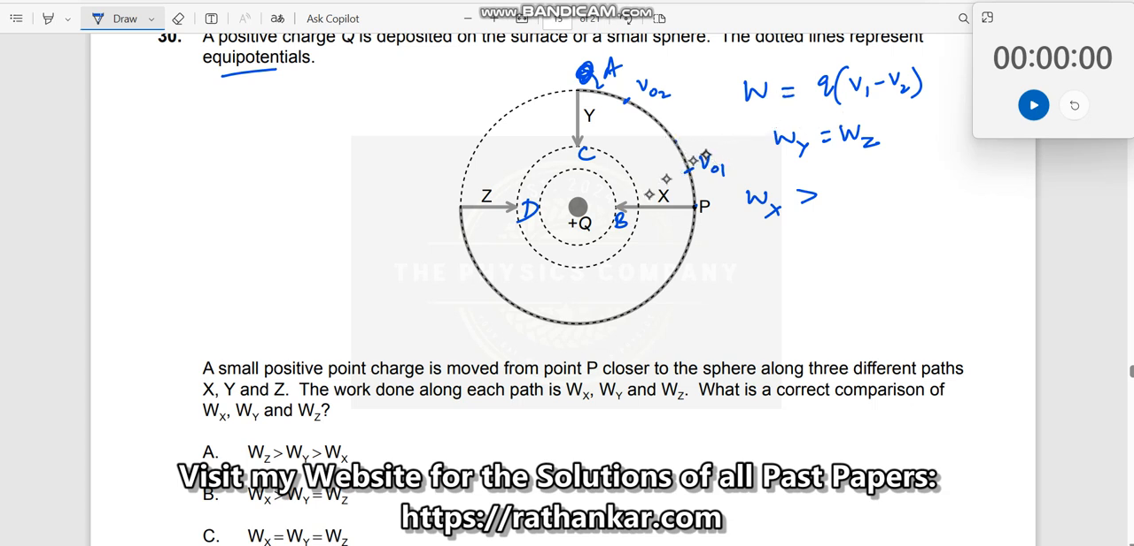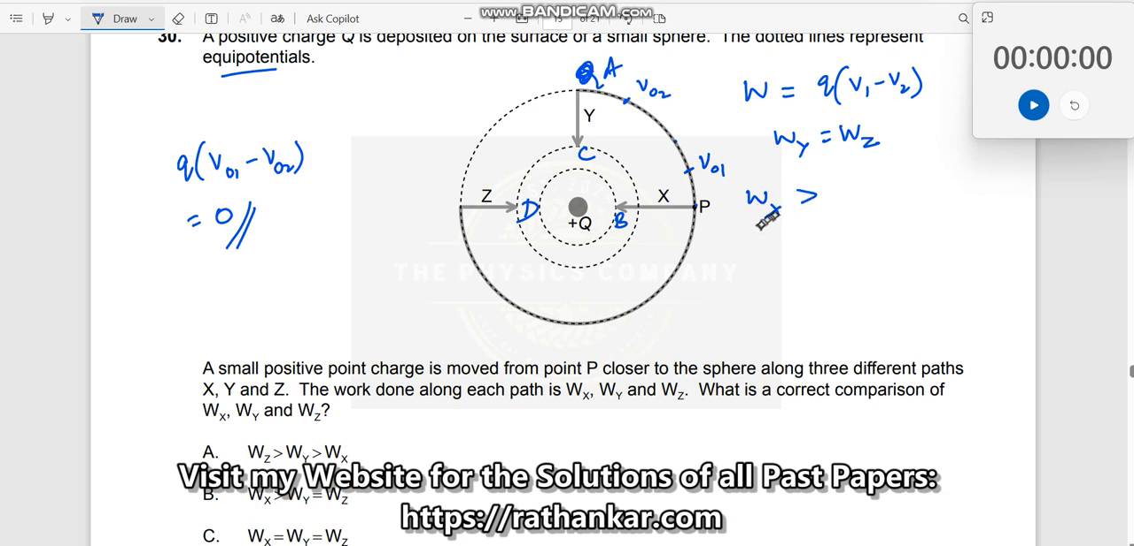So when I say work done in moving a charge from this point to this point, it is Q into VO1 minus VO2. Now VO1 and VO2 are the same, so this becomes 0. No work is done when a charged particle moves along the equipotential surface. When it moves in between the equipotential surfaces, then only work is being done.